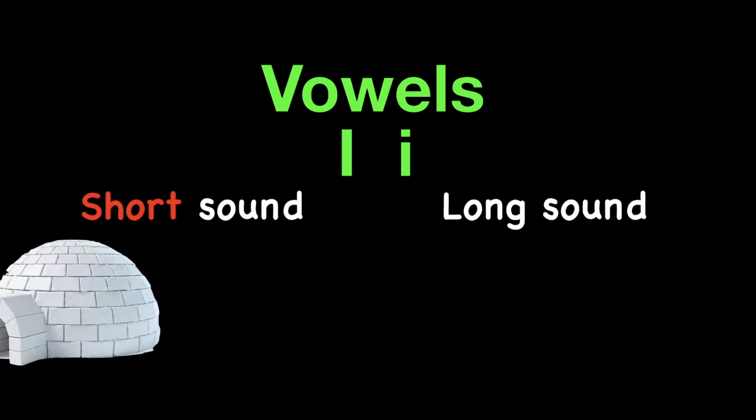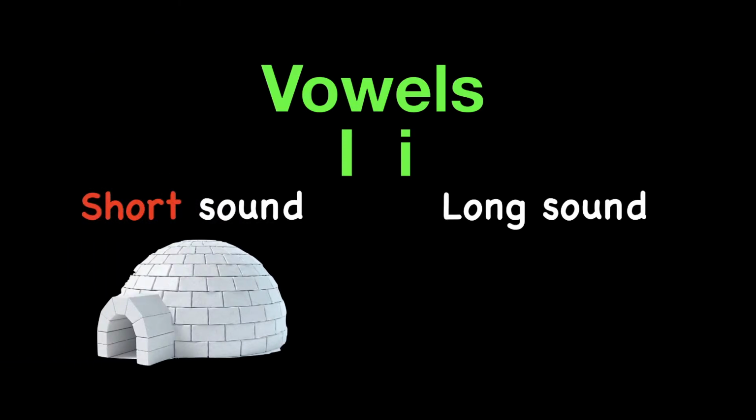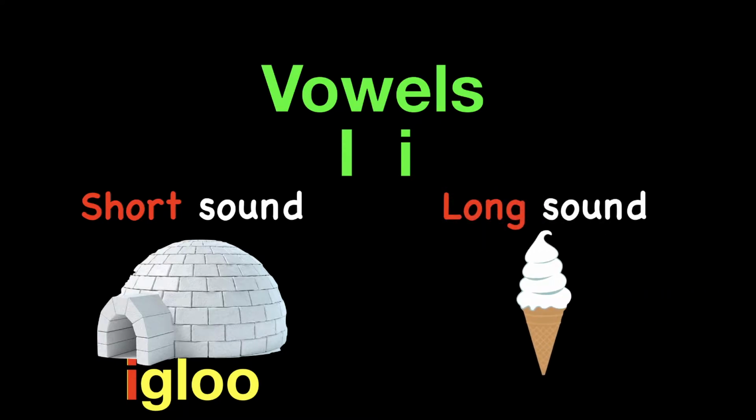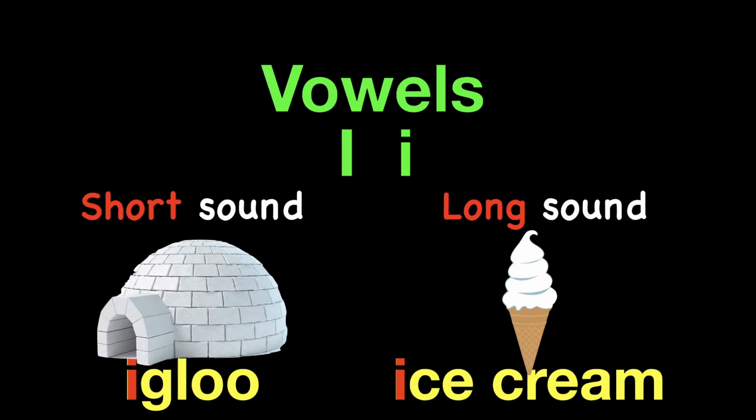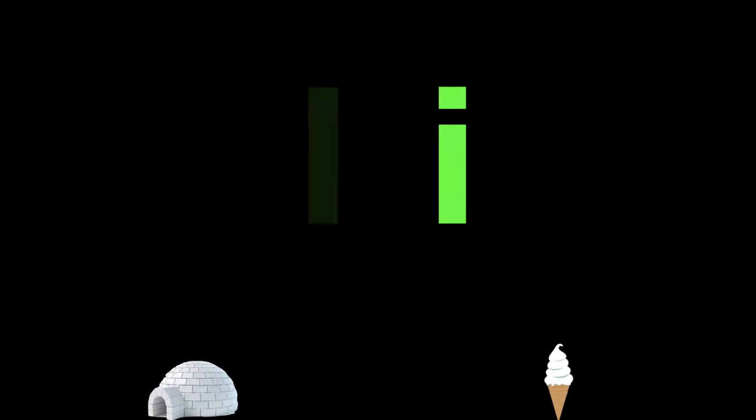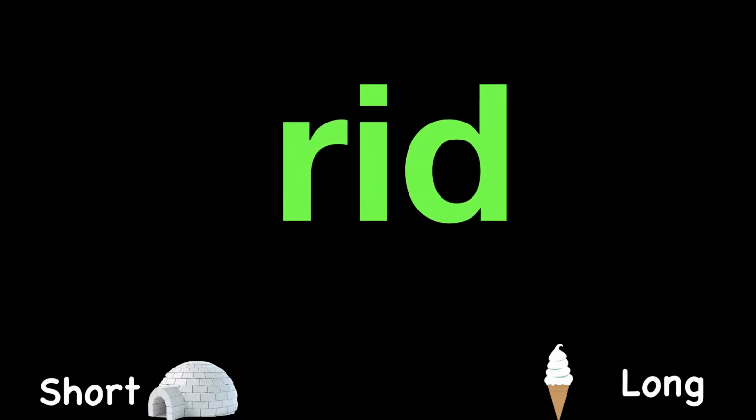Our focus today is on the letter I, and that could be upper or lower case. So I makes a short vowel sound, which is the I in igloo. I can also make a long vowel sound, as in the word ice cream, the I in ice cream. So if we remember that I is short and long, let's put some letters with the I to make some words.